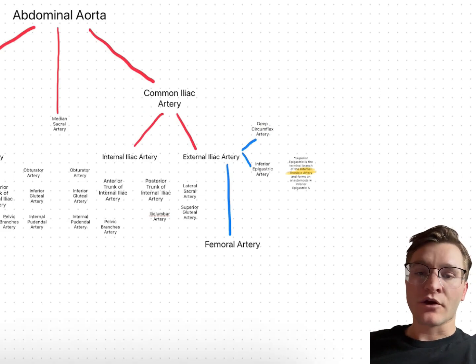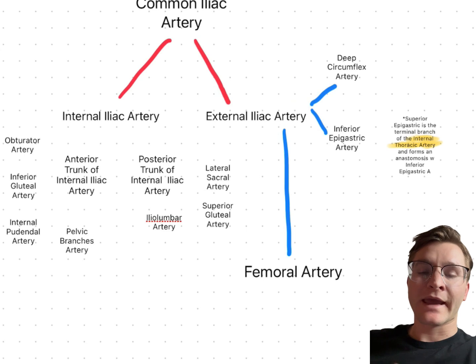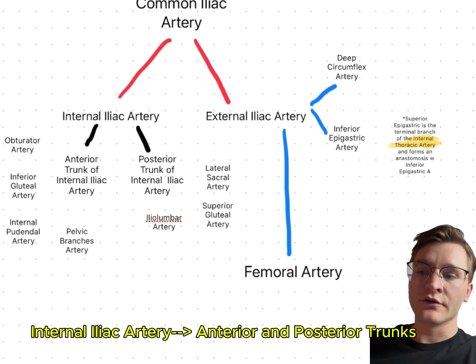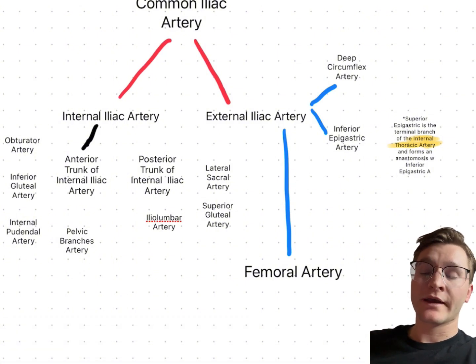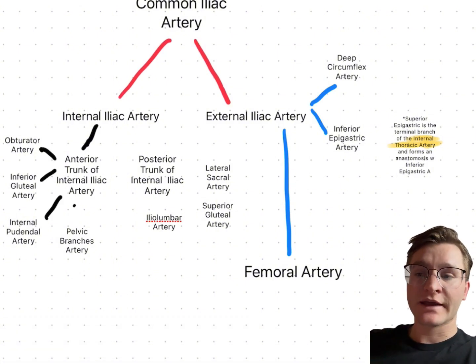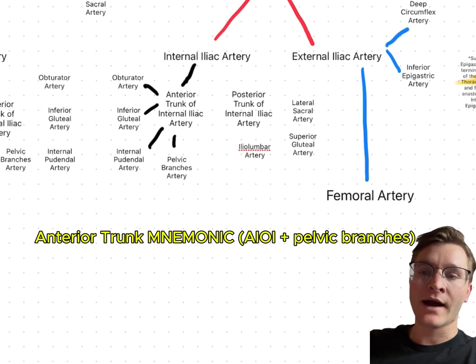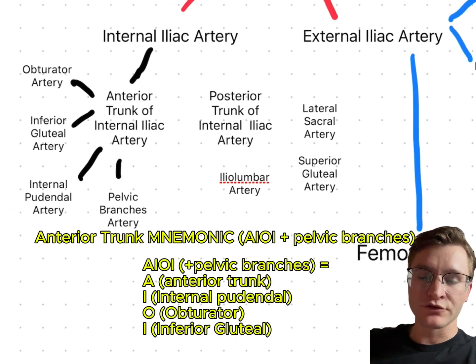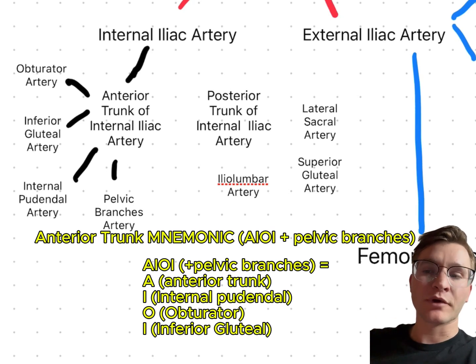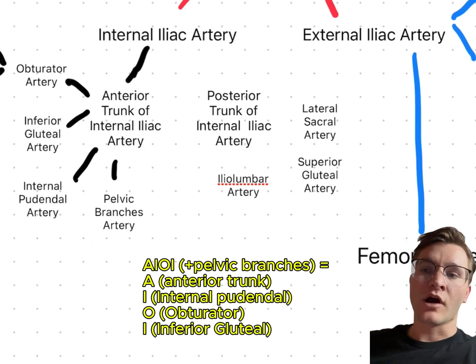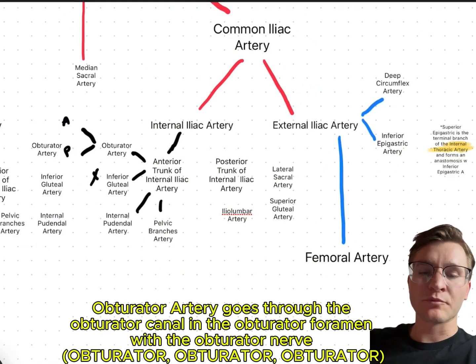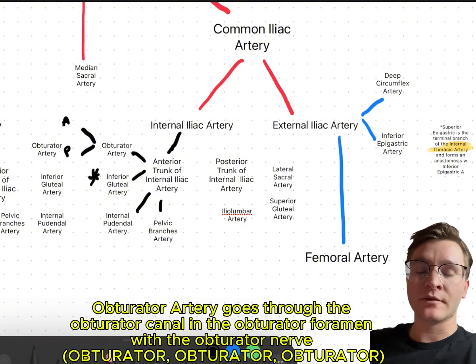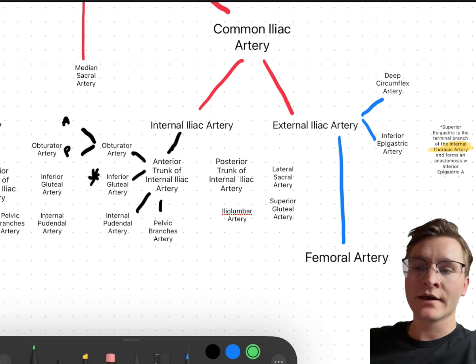Our internal iliac artery will have two major trunks, the anterior trunk and the posterior trunk. Our anterior trunk's mnemonic is AIOI, for our obturator artery, inferior gluteal, internal pudendal, and our pelvic branches. Our obturator artery will have anterior and posterior branches as well, but those are small. I wouldn't worry about those. You want to know the main game players. And once again, our mnemonic for our anterior trunk is AIOI.